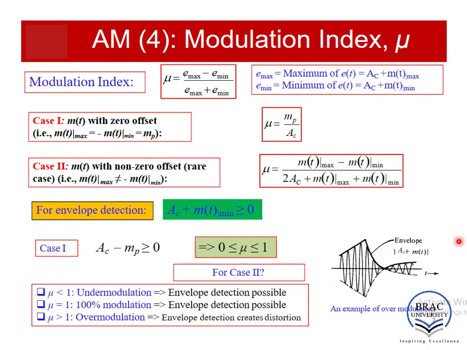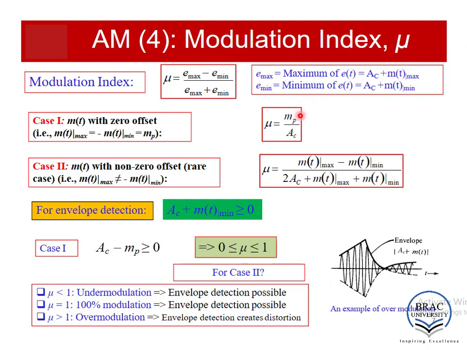We will be introduced to a new concept here, that is modulation index μ. As you can see from this equation, μ is equal to the ratio of Emax minus Emin and Emax plus Emin. I have already told E(t) is the envelope signal, which is Ac plus m(t). So Emax is the maximum value of Ac plus m(t), but as Ac is a constant term, Emax can also be written as Ac plus m(t) max, or Ac plus the maximum value of m(t).